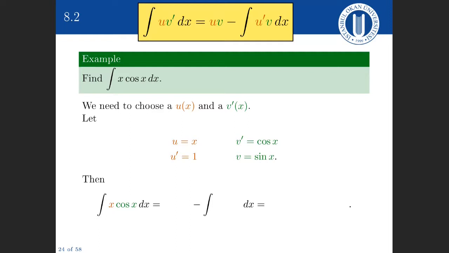First, we want to have uv. So first we want to have x sin x, and then minus the integral of u prime v. That's these bottom two. So we're going to have minus 1 sin x. And the integral of sin x is straightforward. We know how to do this. The answer to this problem is x sin x plus cos x plus c.